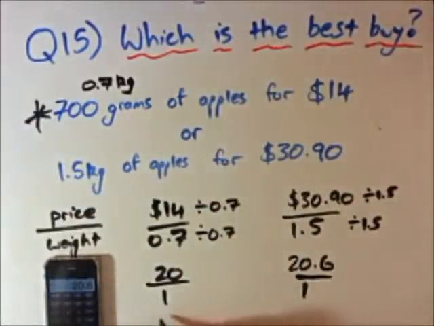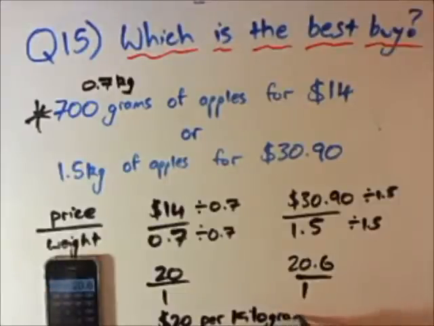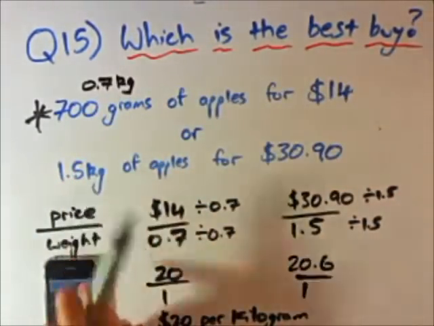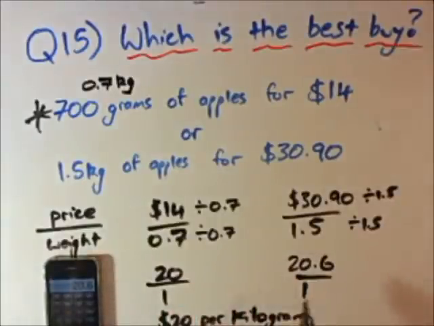So it is $20 per kilogram. So again, the key for this is to convert it into a similar weight. We had 0.7 kilograms, we had 1.5 kilograms. We need to make it so you can compare, so convert both into per kilogram. And that's the key for question 15.